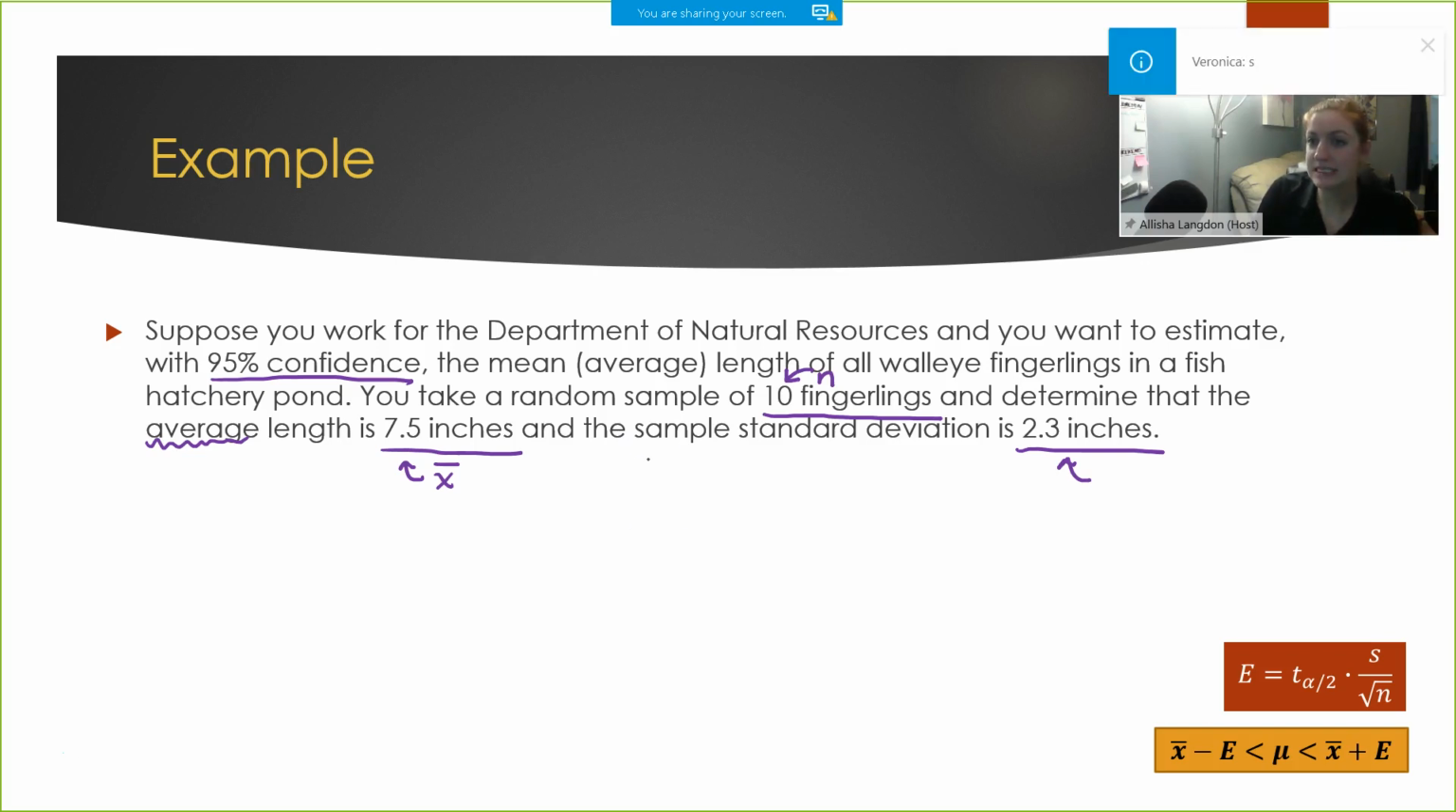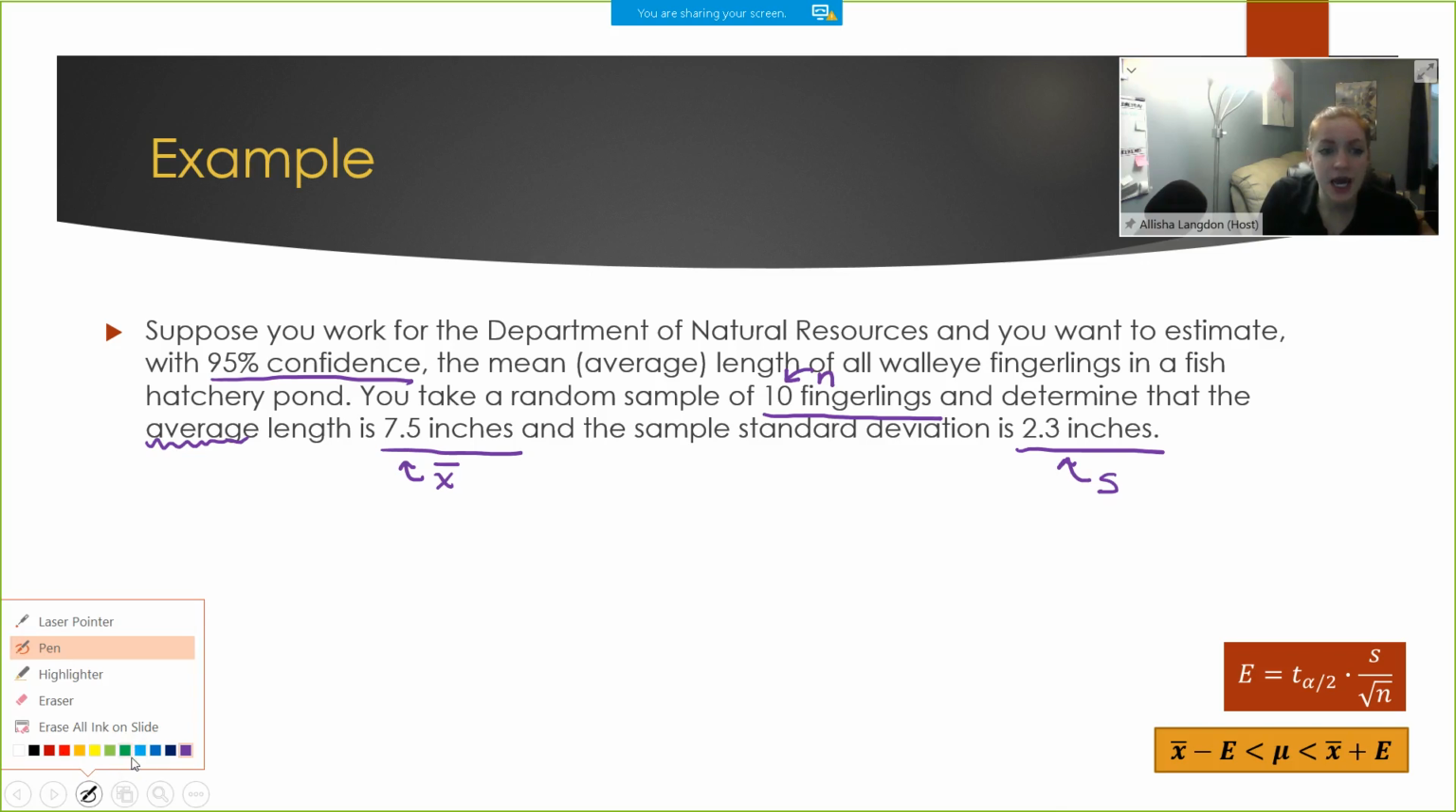So that's going to be your sample standard deviation, which will be S. We're practicing using these variables, so if you don't quite get it yet, make sure you've got that note card with what they represent and make sure you're practicing them on your own. This is going to help you understand those concepts.